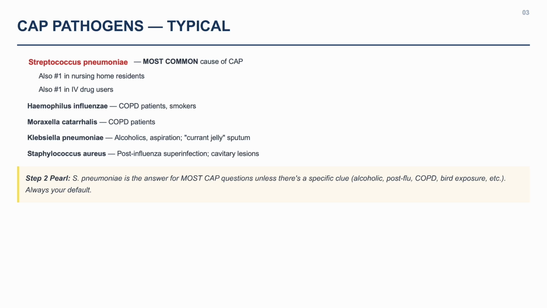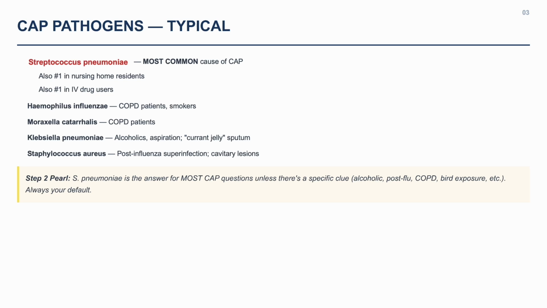Streptococcus pneumoniae is by far the most common cause of CAP. It is also the number one pathogen in nursing home residents and in IV drug users. Haemophilus influenzae is common in COPD patients and smokers. Moraxella catarrhalis also affects COPD patients.